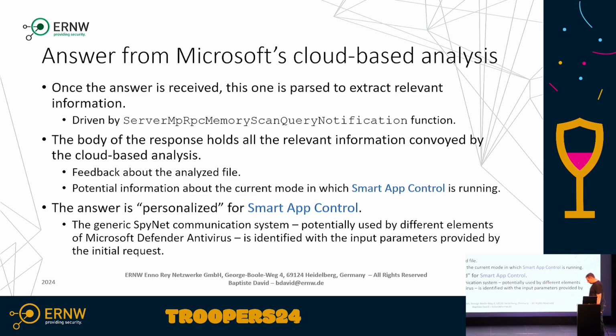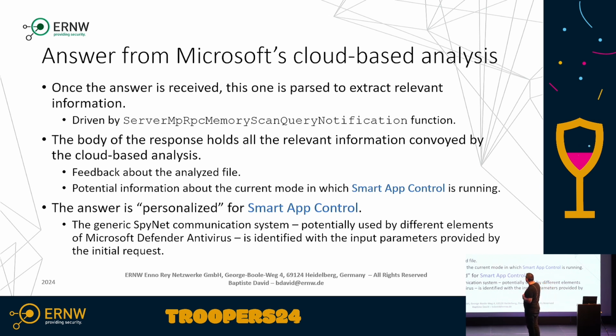So the answer from Microsoft. We send information to Microsoft. Microsoft answers us. Nice. Once the answer is received, it is parsed by this very long-named function. The goal of this function is to extract all the information provided by Microsoft to know what to do with that executable. Because in the end, Smart App Control is going to say that this app is trusted by Microsoft, you can execute it; this app is untrusted by Microsoft, it's blocked. So that's exactly what it's going to do.